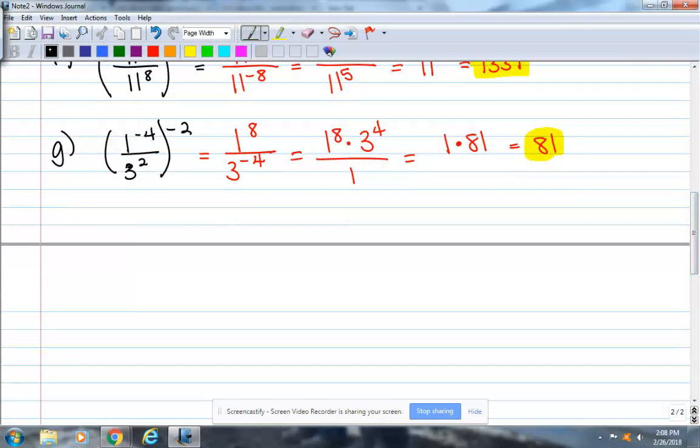Let's do another one. Okay, let's do this one. Fraction again. R to the -2 over S to the 3rd, all to the -3rd power. Everything gets a -3rd, right? So it's R to the positive 6 over S to the -9.